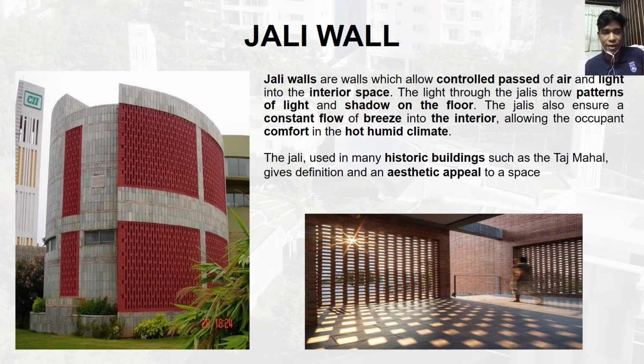Moving to our next passive building energy, which is the jelly wall. The function of the jelly wall is to control the passage of air and light into the interior space, and the light through the jelly wall creates patterns of light and shadows on the floor. For example, if the jelly wall shapes are circles, the patterns on the floor are also circles, so it follows the patterns of the jelly wall.